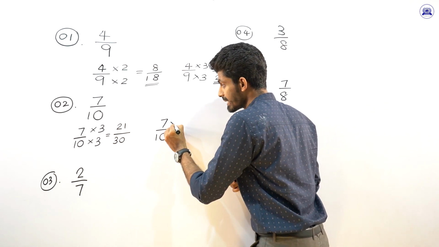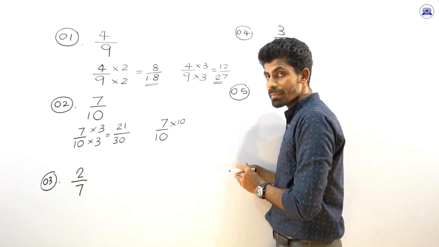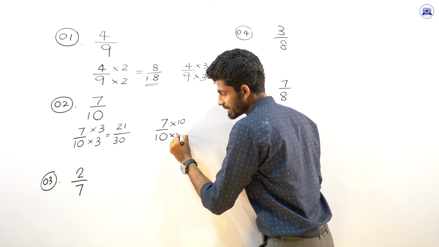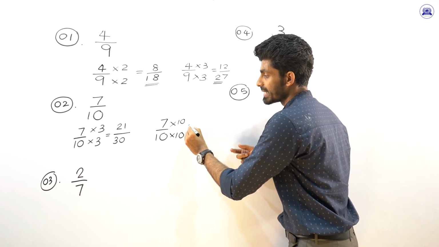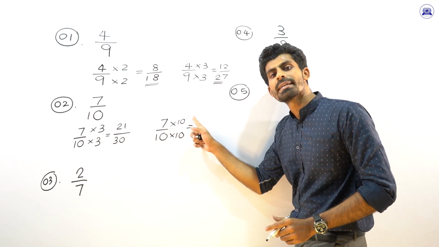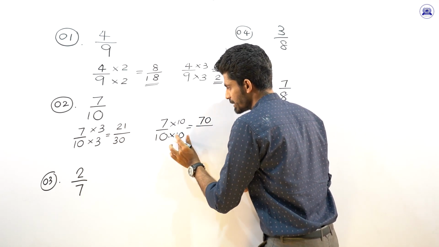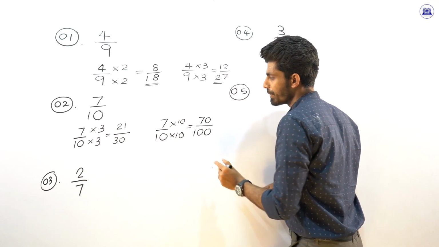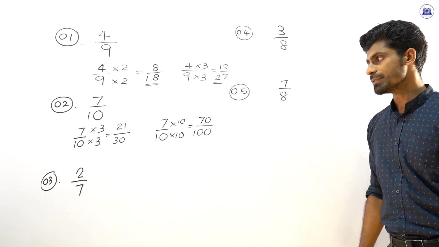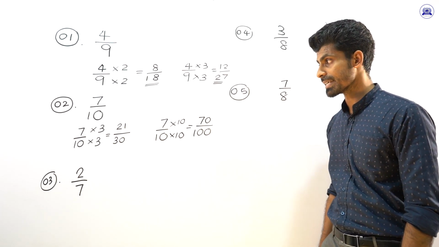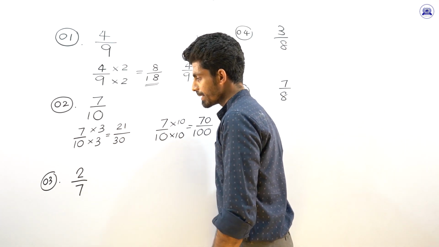I will take 10. Can I take the number 10? Then you need to multiply the denominator also by 10. 7 into 10, what is the answer? 70. 10 into 10, what is the answer? 100. Right, 2 over 7.